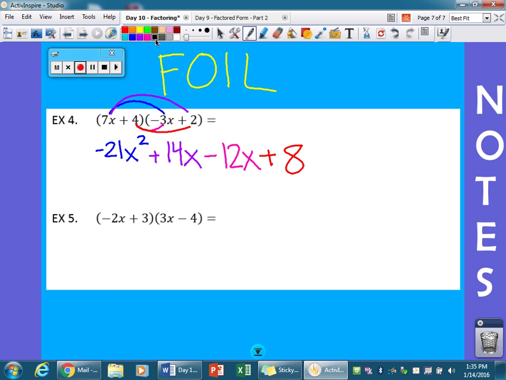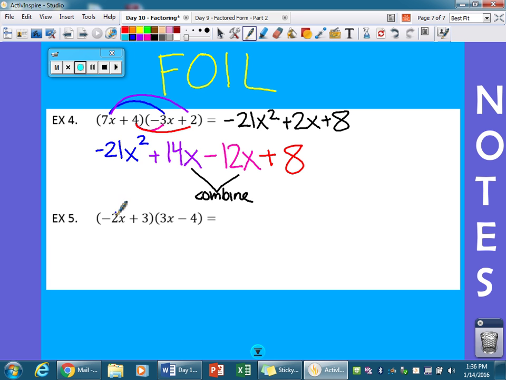Combine like terms. Again, usually they are in the middle if you do it right. So I still have my x squared. Nothing can combine with my x squared, so negative 21x squared. I have 14x minus 12x. Plus 14 minus 12 is a plus 2x. And then plus 8. All right, I'm going to do one more with you, then you're going to be on your own.